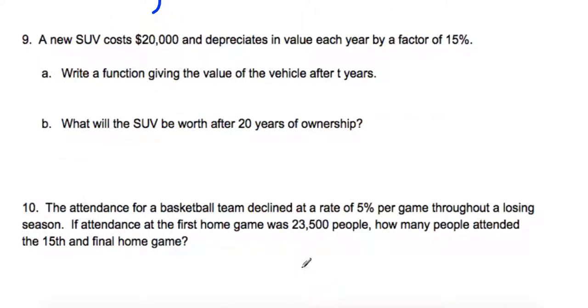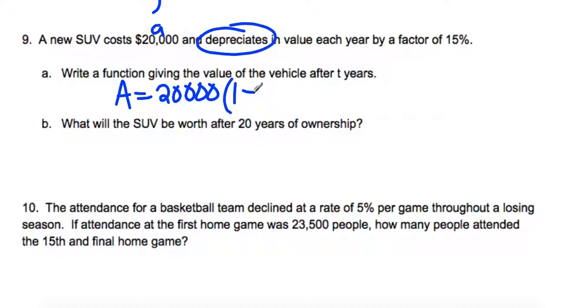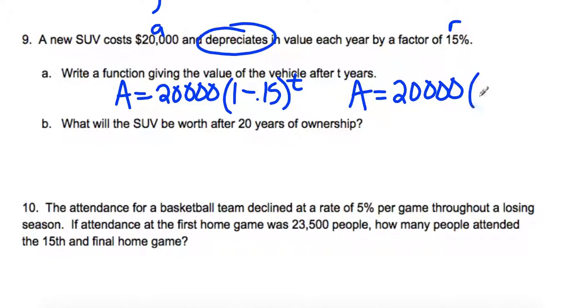All right, let's check out number 9. A new SUV costs $20,000 and depreciates, meaning it's losing value, each year by a factor of 15%. So we want to write a function giving the value of this after t years. This is our A, our initial value, so 20,000. Then we have 1 minus the rate of decay, which is 0.15, to the t. We can do the subtraction in there, so we can rewrite this as 20,000 times 0.85 to the t.